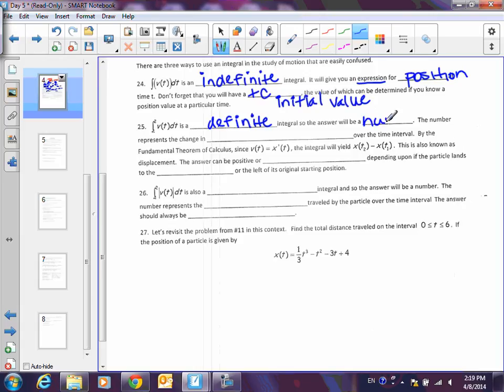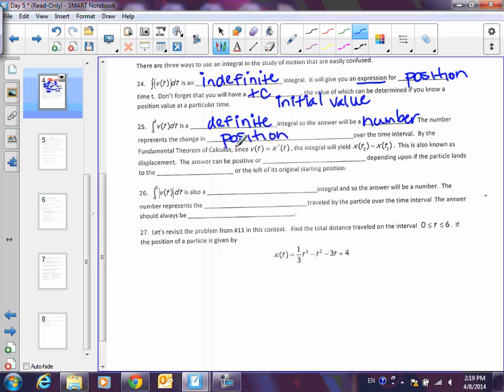A number. You're going to plug in values for x, the upper bound and lower bound. The number represents the change in position. So if I were to integrate from 1 to 2 for some velocity expression, I will get how far this particle is away at 2 from where it was at 1. That's what you're getting. So it could be from where you started, or from where the integral starts. This is also called displacement over the time interval.